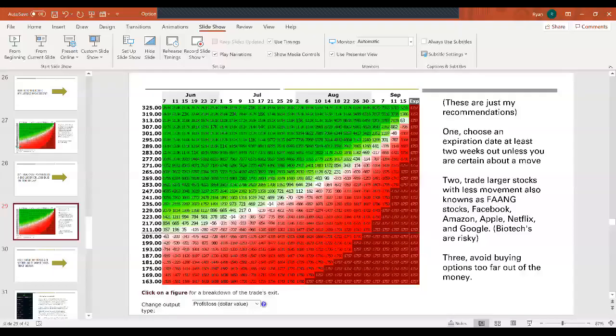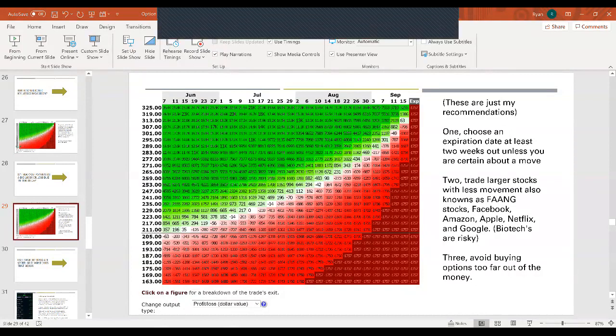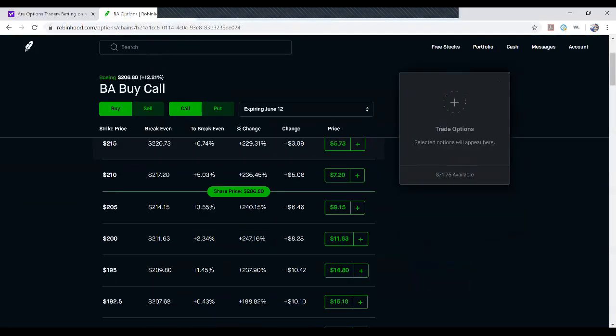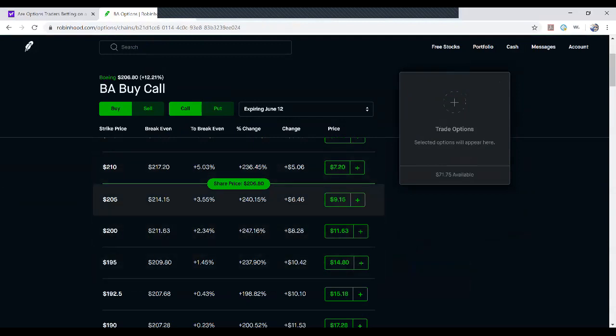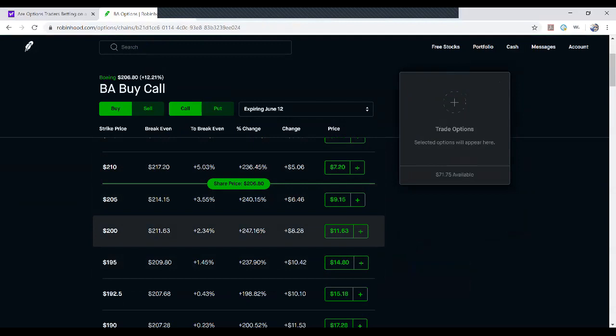Okay, so those are my tips. One, choose an expiration at least 2 weeks out, unless you're very certain about a move. Actually, let me just go back to the screen real quick, and I'll show you exactly what I mean by that. So when you view the options, you can see these had the biggest change. This had 200%, 247%. So I'm pretty sure whoever bought this, when it was at 217, they probably had like a 500% return.